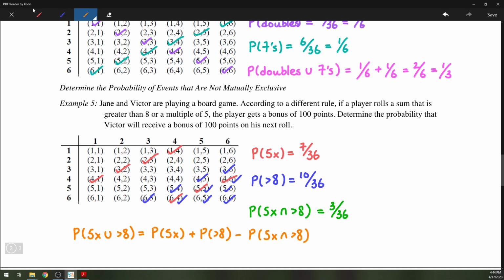And of course, that would be 7 over 36 plus 10 over 36 minus 3 over 36. So that would be 14 over 36, which is the same as 7 over 18.